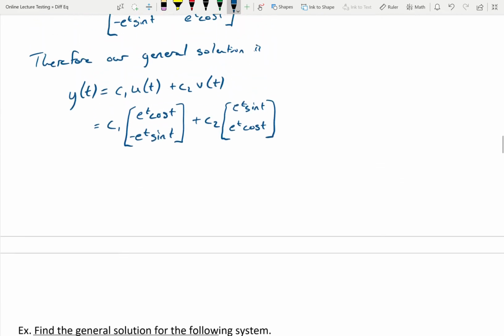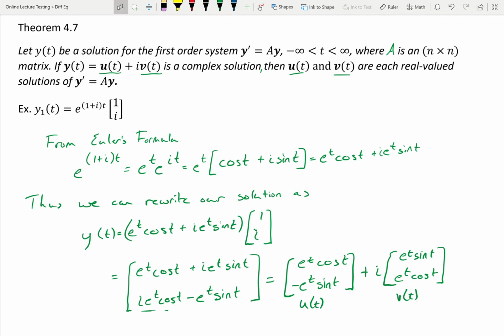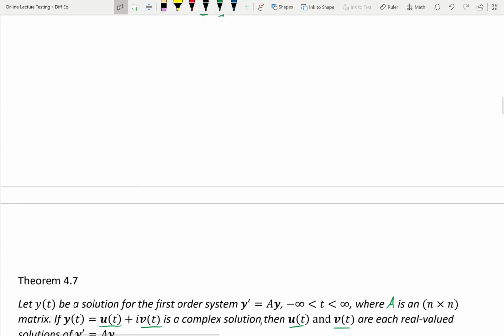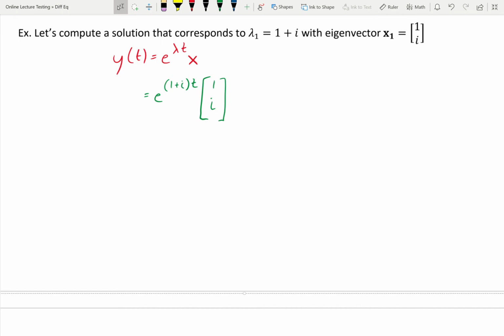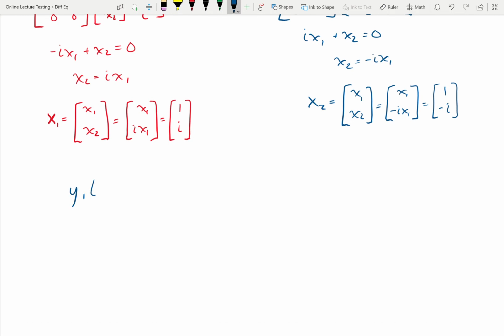Moving on. So that's the cool thing. And also, we would have a similar result if we used y2, where we had lambda is equal to 1 minus i, and we had 1, negative i. We would get a similar result coming from this. And remember, back in the previous sections, we talked about how you can multiply your original solution set. So in our case, our original solution set, if we were to look at it, would be, and I'm going to go up here for a second, y1 of t is equal to e to the 1 plus i of t times 1, i, and y2 of t is equal to e to the 1 minus i of t, 1, negative i.